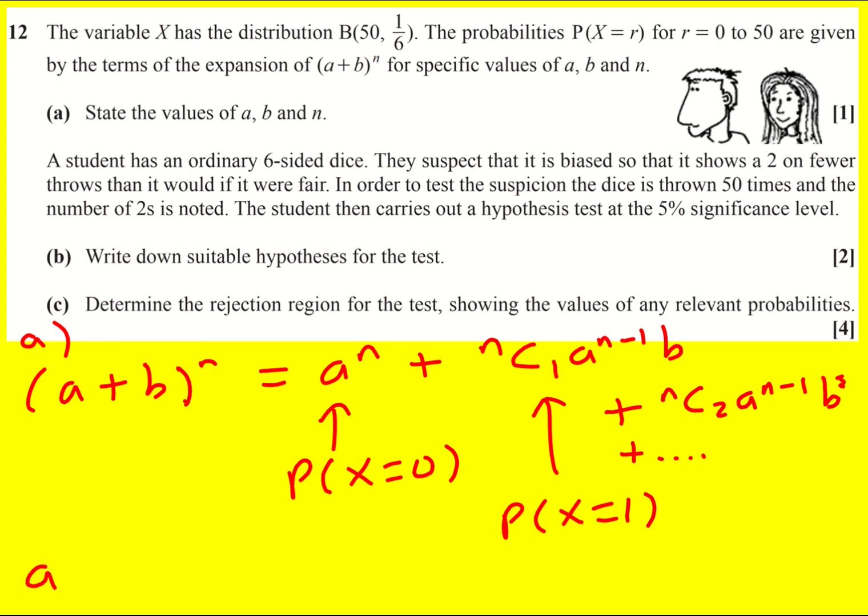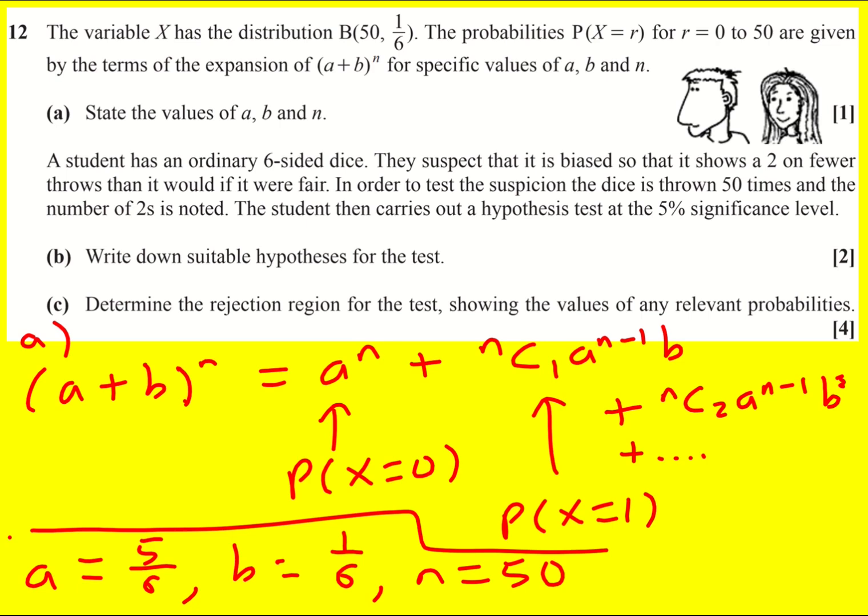So in my case, a is actually the probability of failure. So a would be equal to 5/6, and b would then be equal to 1/6, my probability of success. And n would equal 50. That is my answer, and that is the link between the binomial expansion and the binomial distribution.